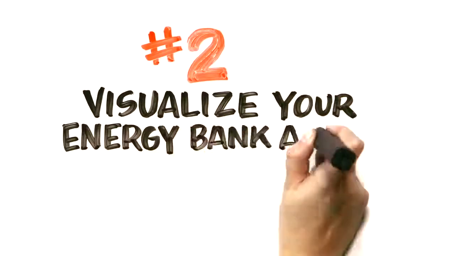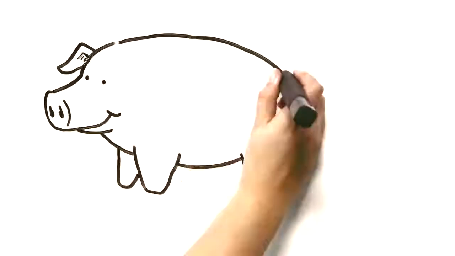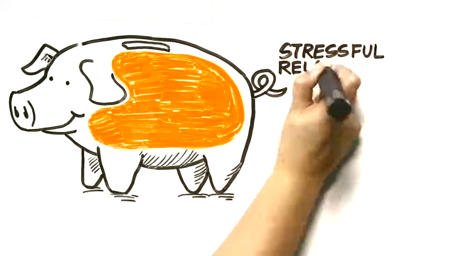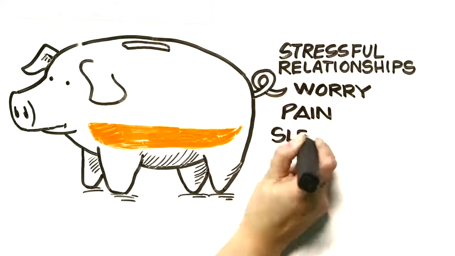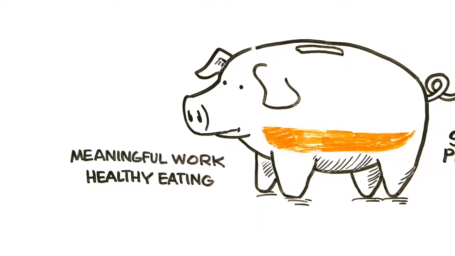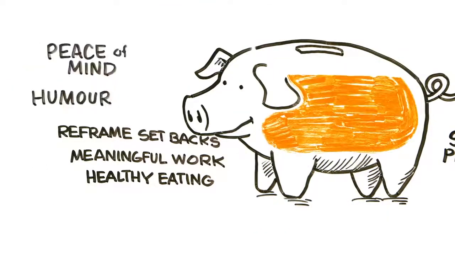The second key, and this may be a good life lesson for all of us, is to visualize your energy bank account. Now, many of you will find that your energy account is less with cancer. So you need to look at the things in your life that draw on that account: stressful relationships, worry, pain, sleep problems, and counterbalance these with healthy eating, meaningful work, reframing of setbacks, humor, and peace of mind.